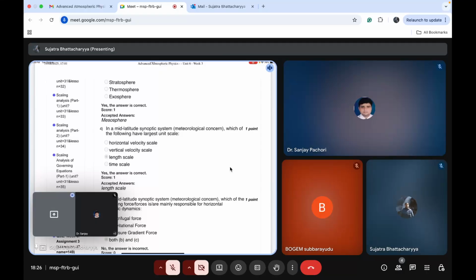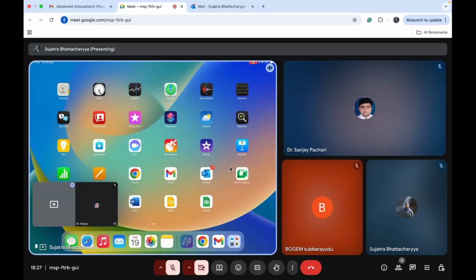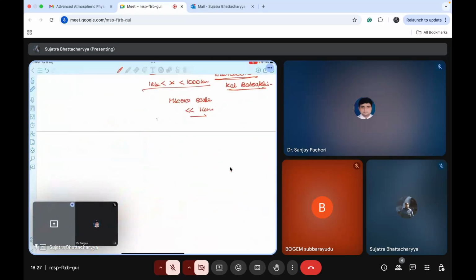In a mid-latitude synoptic system, which of the following has the largest unit scale? We covered this last time. A couple of things are written: horizontal velocity scale, vertical velocity scale, length scale, time scale. So length scale is the correct option. Let me list them down. This is the fourth item.